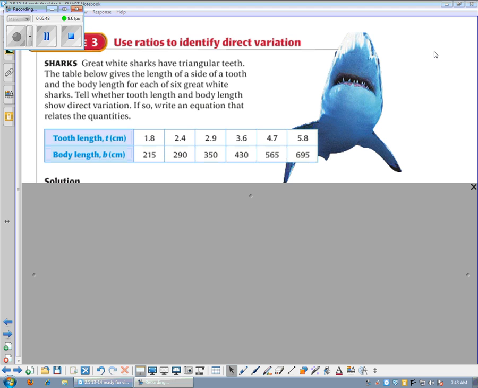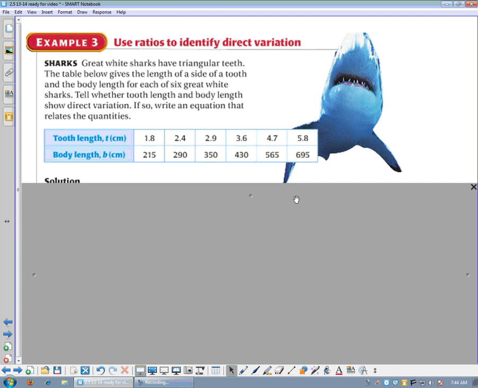The first thing to do is to look at your data. There's really 2 things that you need to check to find out whether this is going to be direct variation or not. First thing is, the idea with direct variation is as one variable goes up, the other one goes up. That's the first clue. So is that true that as the tooth length goes up, and they have them nicely in order for you, 1.8, 2.4, 2.9, 3.6, so we can see that the tooth length is going up. Is it true that the body length is going up? It is true. That does look like the body length is going up. So that's the first thing to check.